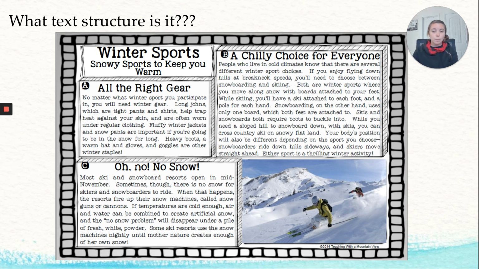I'm going to read kind of speedy because I don't want you guys to be sitting here watching this all day. Okay. All right, paragraph A is our first one, and it's going to be right here, All the Right Gear. The next one is A Chilly Choice for Everyone, paragraph B. And then down here is paragraph C, Oh No, No Snow. Okay. All right, I'm going to read it to you quickly, and then we'll go back and talk about each paragraph. Here we go.